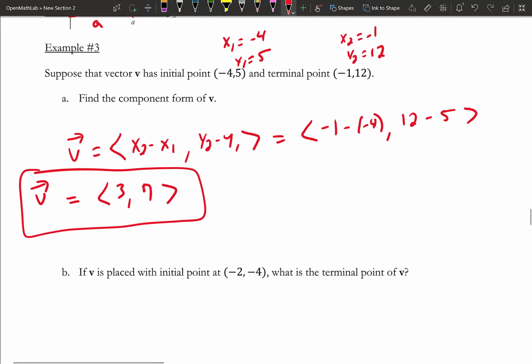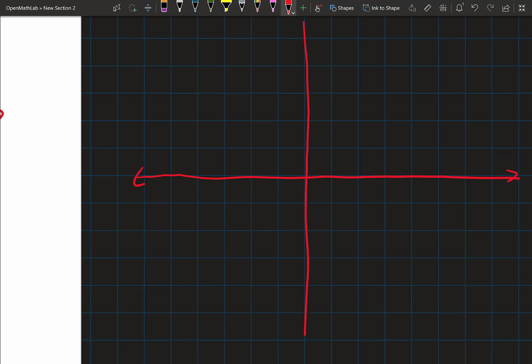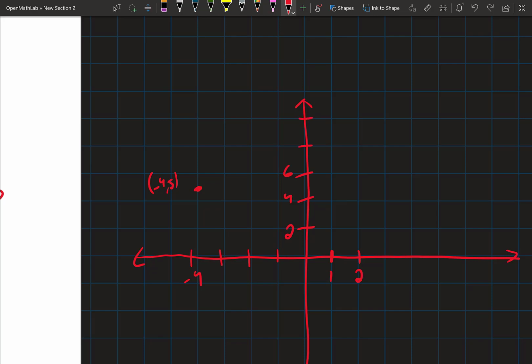Basically, what that means, if I just draw this really quick, freehand, let me let my x increase by 1 and my y's increase by 2 each time. If I plot the point at -4, 5, we get this point, and then -1, 12. Hang on, I gotta go up a little more. There's 8, 10, 12. So we get a point here, and if I connect these two, this is vector v.